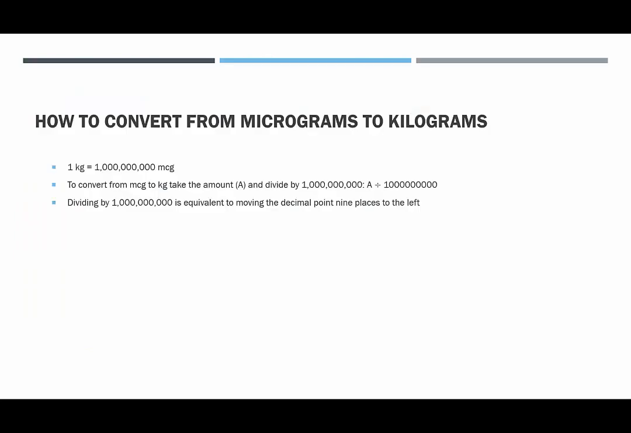Well, first, 1 kilogram is 1 billion micrograms. That's 1 billion. That's a 1 followed by 9 zeros. To convert from micrograms into kilograms, take the given amount and divide it by 1 billion. So that's a 1 followed by 9 zeros. Dividing by 1 billion is equivalent to moving the decimal point 9 places to the left. So no matter how big this number is in micrograms, it's going to look itty bitty teeny tiny in kilograms.